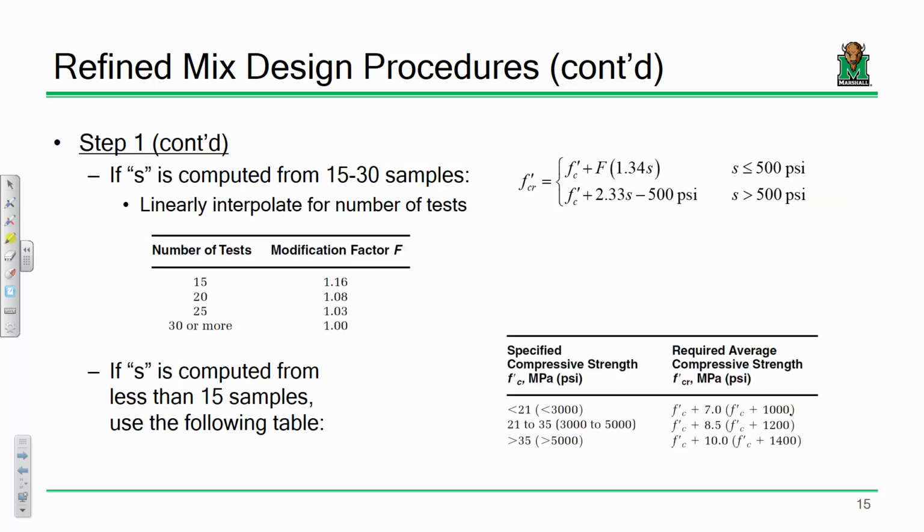All right. So if you've got 15 to 30 samples, you are going to adjust your model a little bit. If you aren't testing hardly any samples at all, then you're just going to use the following table. Now, one thing I will point out: if you look in your text, you're going to see quantities, and then quantities in parentheses right next to them. So this is the metric term, this is the U.S. units term. So this would be in megapascals, this would be in PSI. Everybody okay with that? So far, so good?